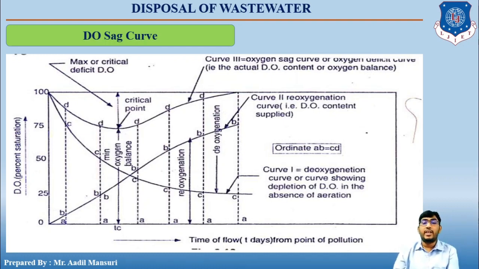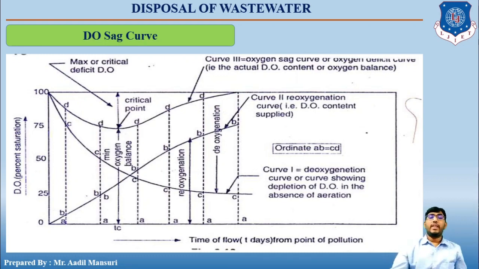In a polluted stream, the dissolved oxygen content goes on reducing due to decomposition of volatile organic matter. The rate of deoxygenation depends upon the amount of organic matter remaining to be oxidized at the given time, as well as the temperature of the reaction. Hence, at a given temperature, the curve showing depletion of dissolved oxygen with time, which is called the deoxygenation curve, is also similar to the first stage of BOD. Here on the screen you can see the curve which is coming downwards, showing curve 1, the deoxygenation curve, or the curve showing the depletion of DO in the absence of aeration.